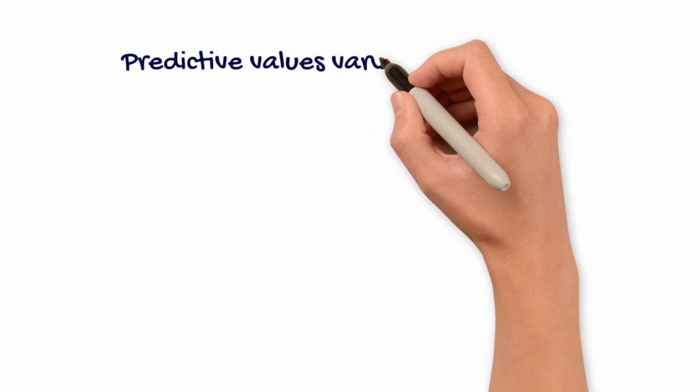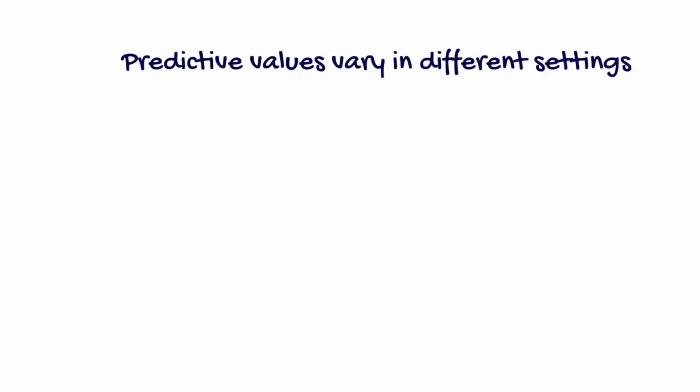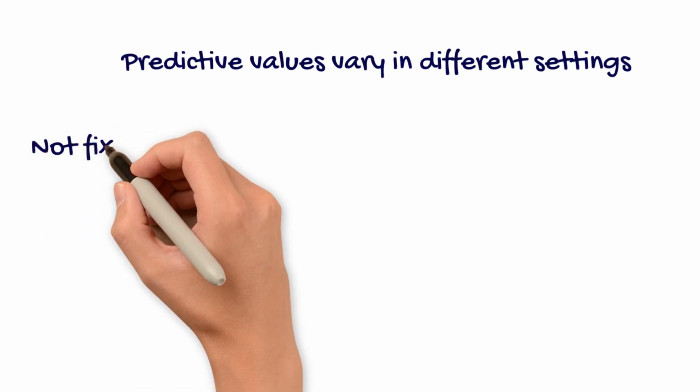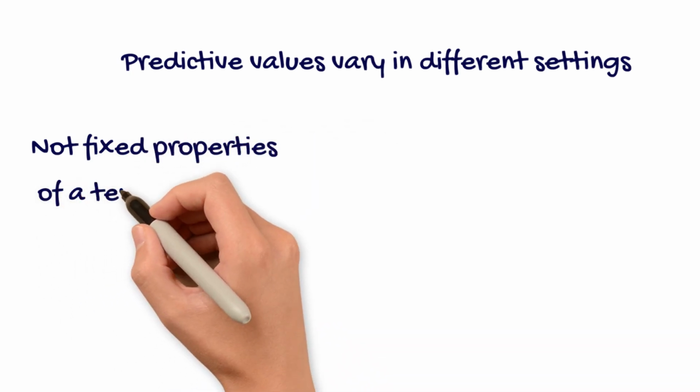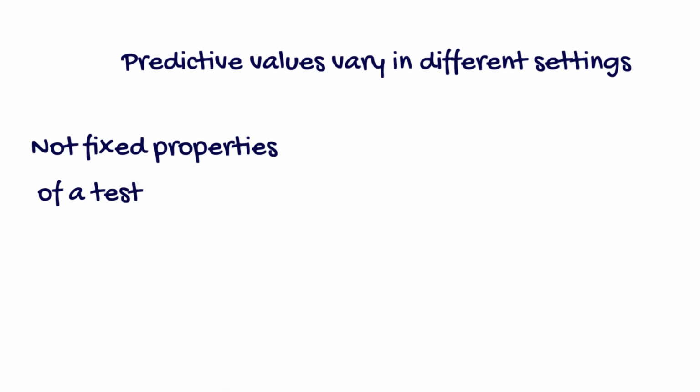Predictive values answer the question about the presence of a disease after the test result is known. However, the same diagnostic test will have a different predictive value according to the clinical setting in which you are applying it. It is important to note, positive predictive value and negative predictive value are not fixed properties of a test. They change based on the specific population being tested and the prevalence of the condition in that population.